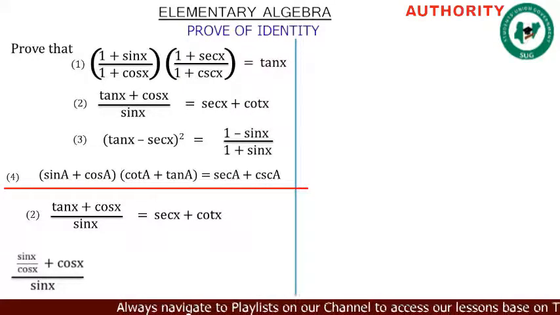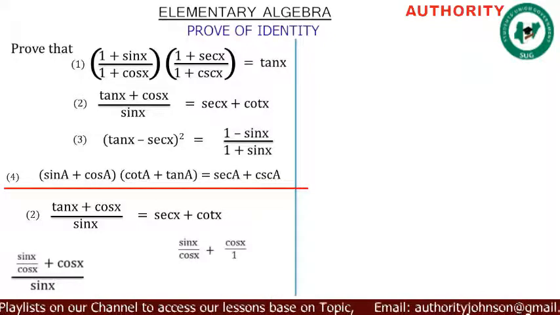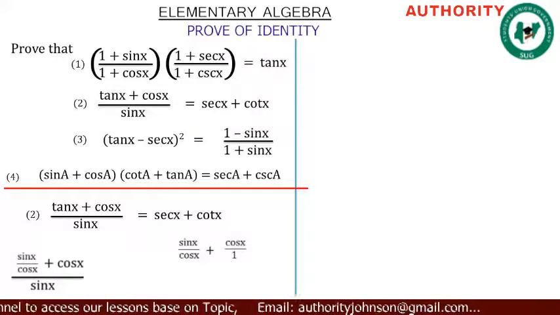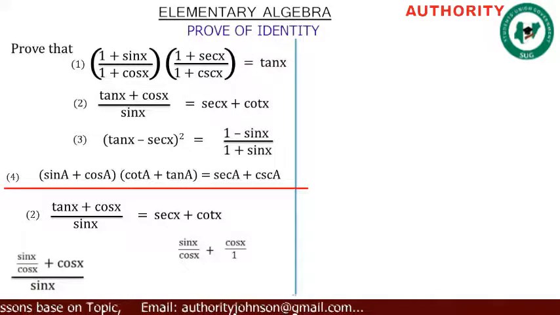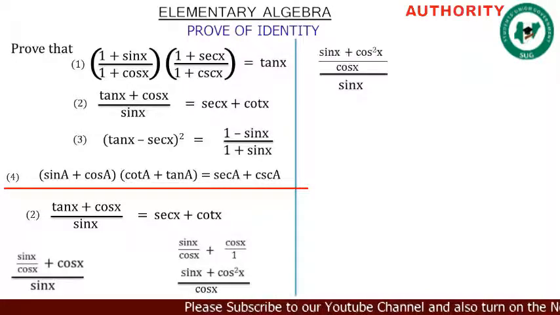All right, good. In the numerator, let's join them together. So when we join them together, we'll look for the LCM. The LCM will give us cos x. So cos x divided by cos x will give us 1. 1 times sine x will give sine x, plus cos x divided by 1 is cos x. Cos x times cos x will give us cos squared x. Okay, so sine x all over cos x plus cos x will give us sine x plus cos squared x all over cos x. So this is just our numerator, all over our denominator, which is sine x.